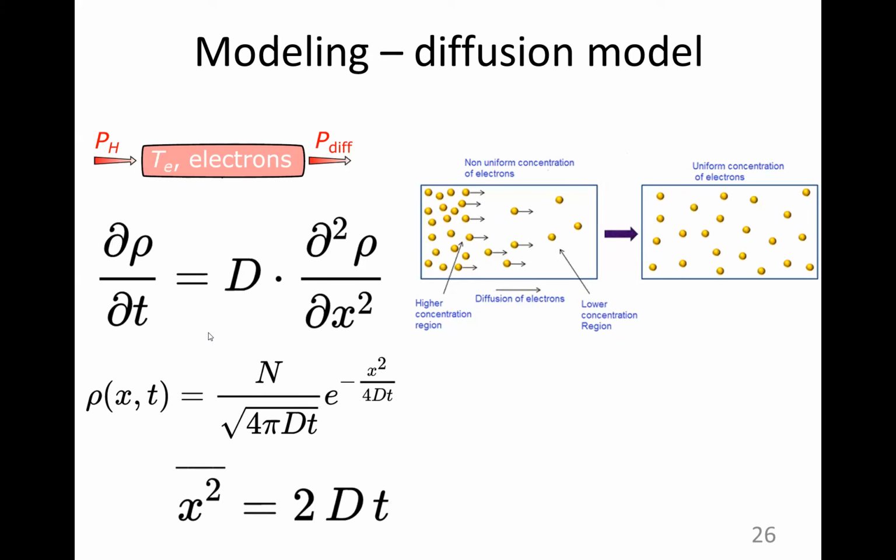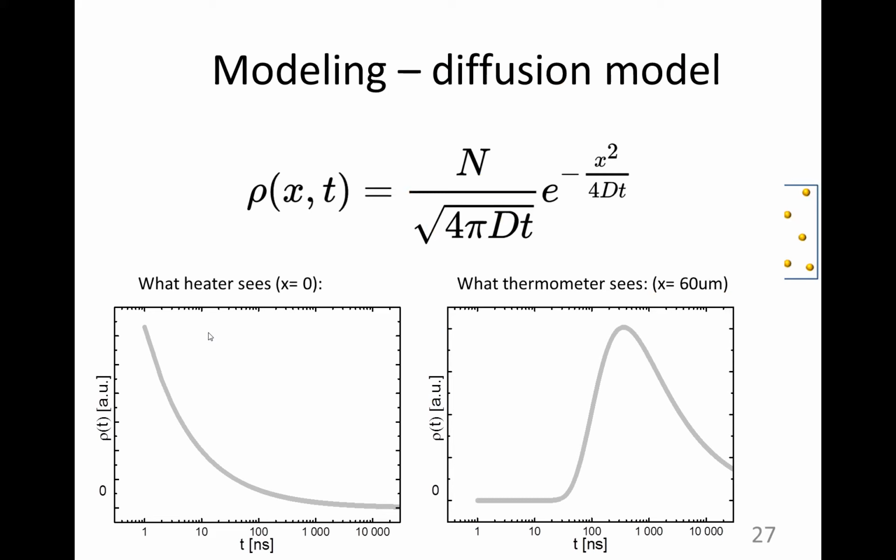So to illustrate what I mean, I draw here two cases. The first case is what the heater sees. So x is equal to 0, so the exponential is equal to 1. We see that at the beginning we observe a high concentration of quasi-particles, and after some time they all leave. So this is what we expect from the diffusion.